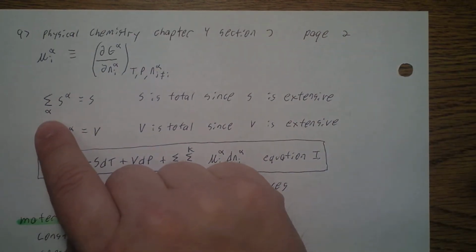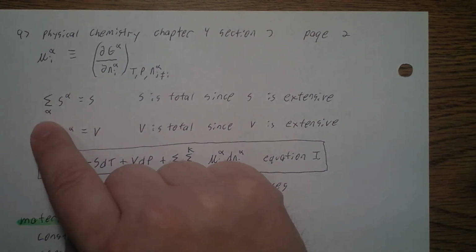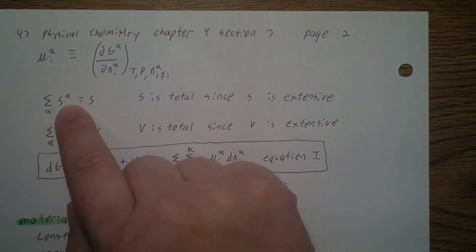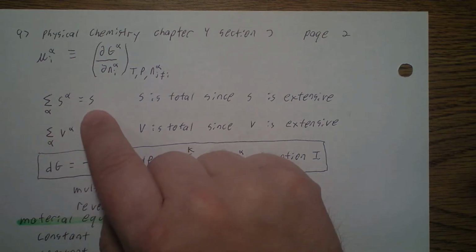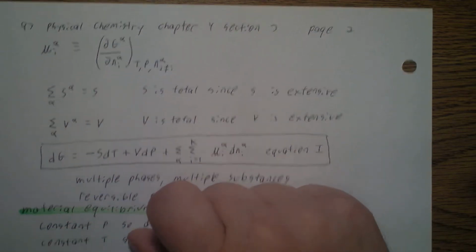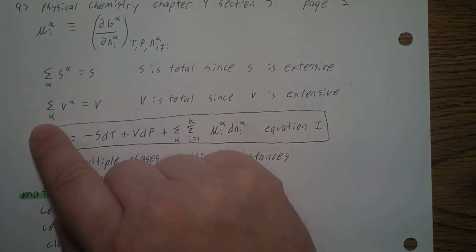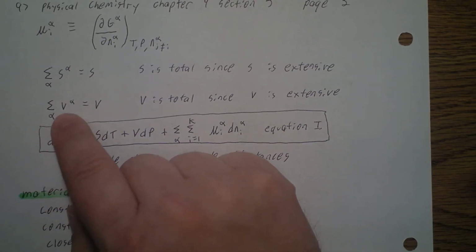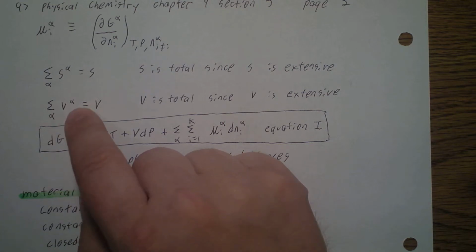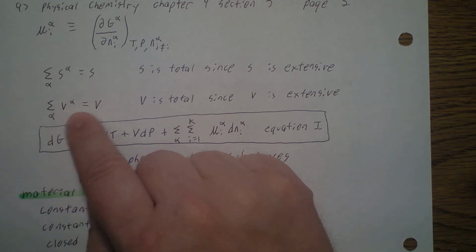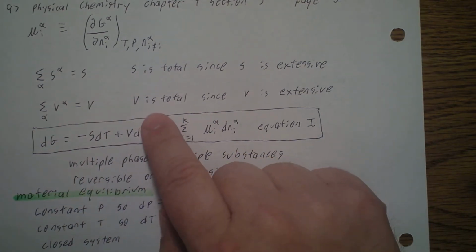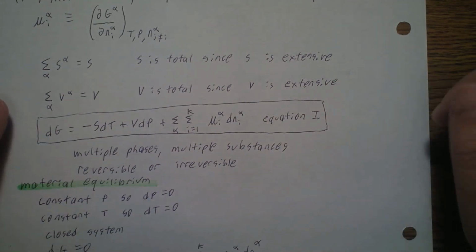Now remember, the sum over all the phases alpha of the entropy in alpha is going to be just the entropy, because the entropy is extensive. Likewise, the sum over the phases alpha of the volume in alpha, all the different phases, is going to be just the total volume, and that's because volume is extensive.